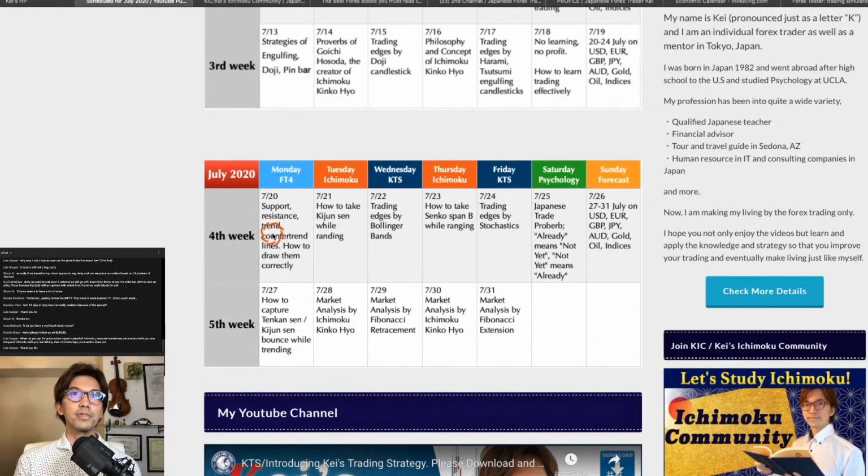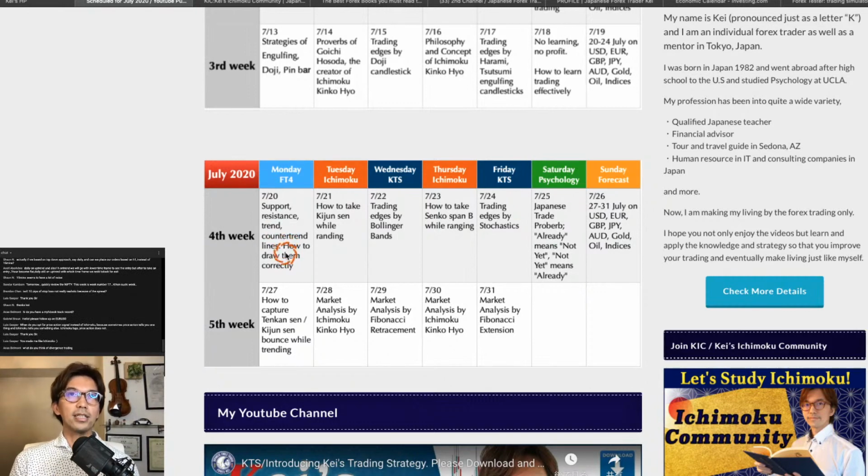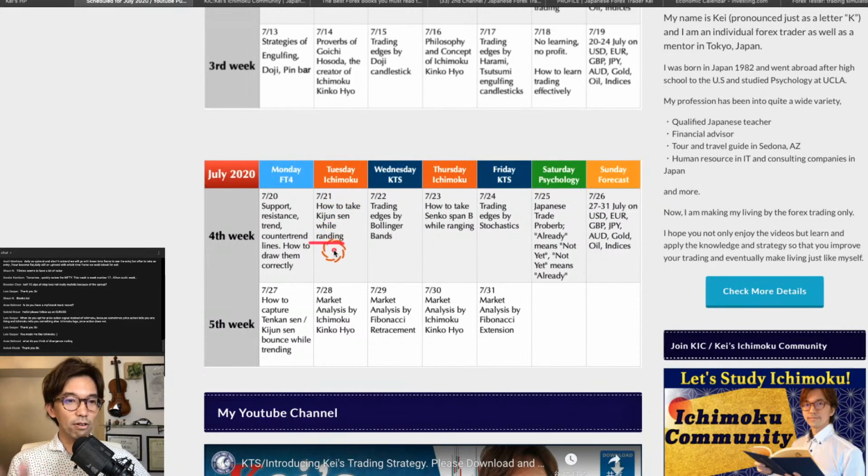Today was support, resistance and trend lines, and tomorrow will be how to take Kijun-sen while ranging. Sorry, I found a typo here. Sometimes a typo happens when it autocorrects automatically. Like I type range, but sometimes it just changes it to something else for some reason. So sorry about the typos, but how to take Kijun-sen while ranging is the topic tomorrow.